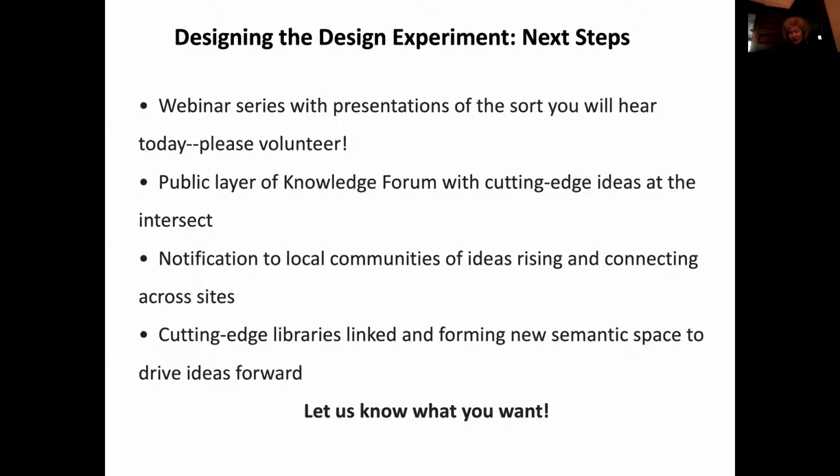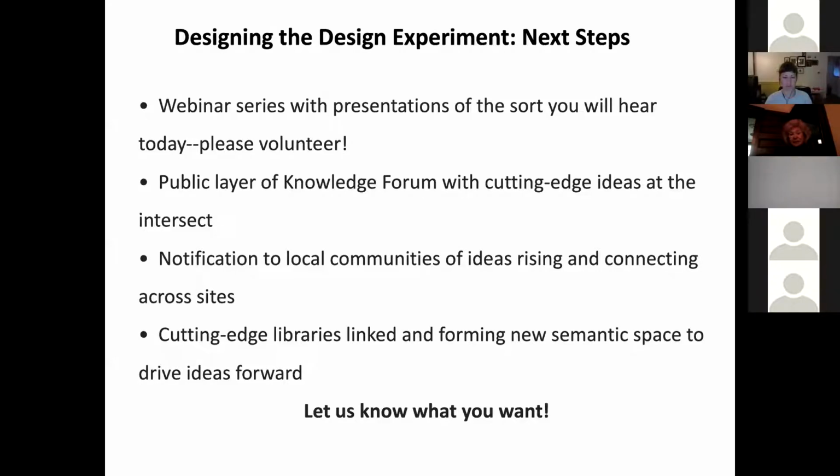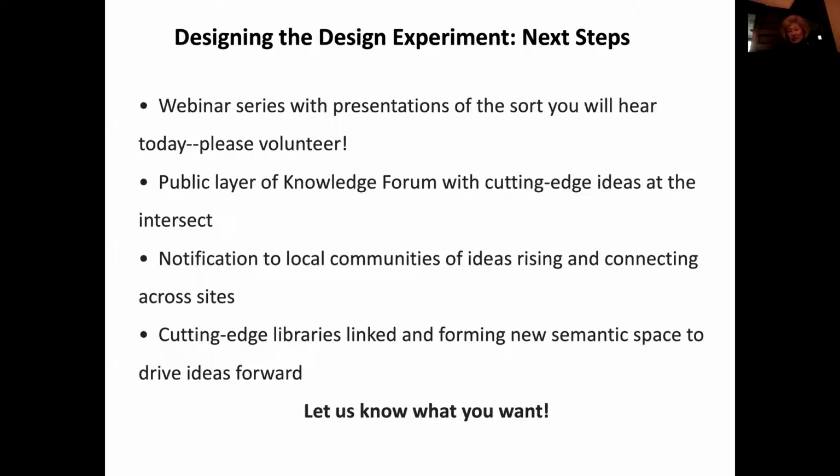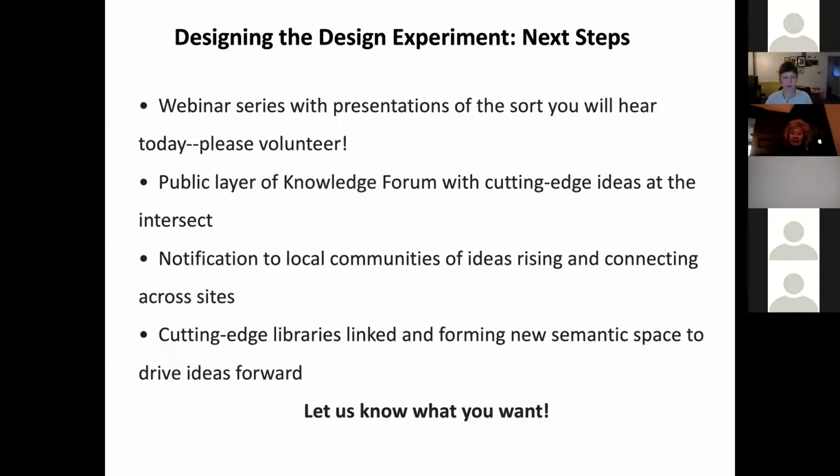And then, just as in discovering these points of connection, there were lots of new resources. So this notion that we would actually have what I'm labeling cutting edge libraries, and they would actually reside in our resources, which could be annotated and linked and formed increasingly new semantic spaces. So these new semantic spaces that come from the very articles that are at the cutting edge would help keep driving our ideas forward. So let us know what you want.